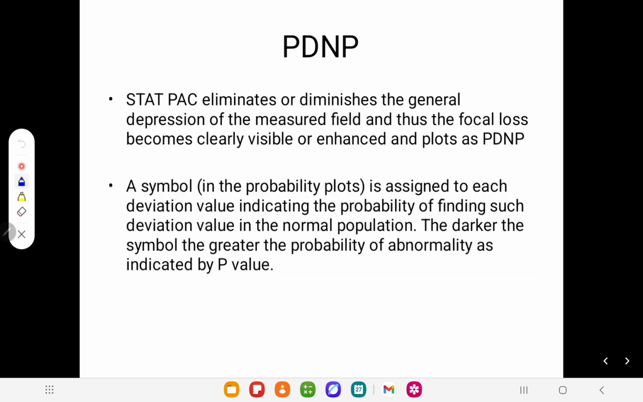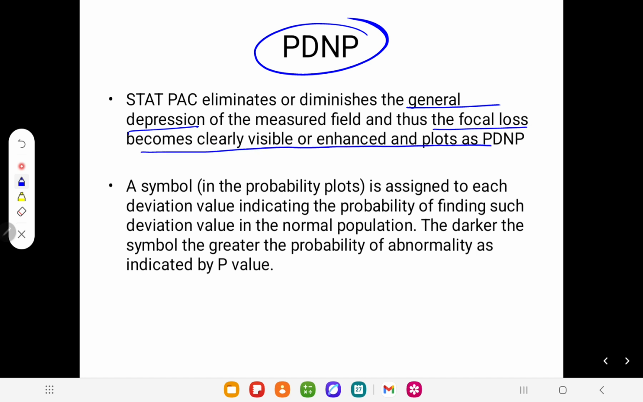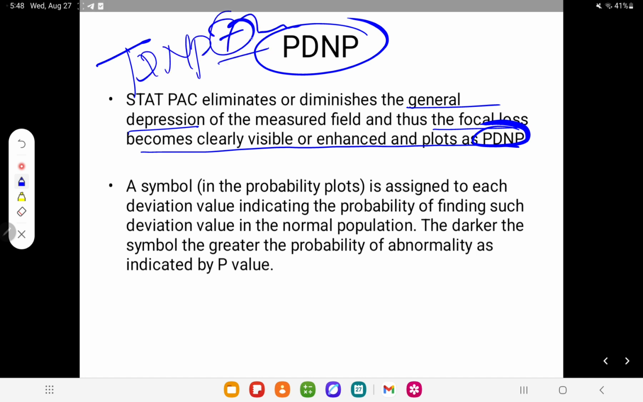in the pattern deviation probability plot. So what we do, STATPAC eliminates or diminishes the general depression. Basically, in the case of the pattern deviation probability plot, we want to eliminate the general depression of the measurement field, and thus the focal loss becomes clearly visible. So basically, the pattern deviation numeric plot is one in which the focal visual field defect is enhanced. How do we do it? Total deviation numeric plot minus the seventh best position to become 0. We want the seventh best position of the total deviation numeric plot to be 0, isn't it?